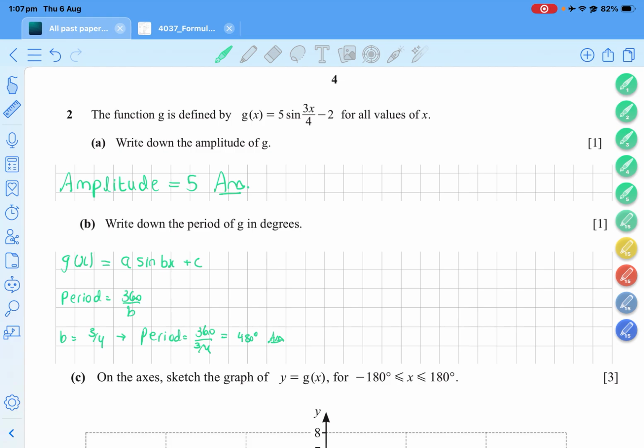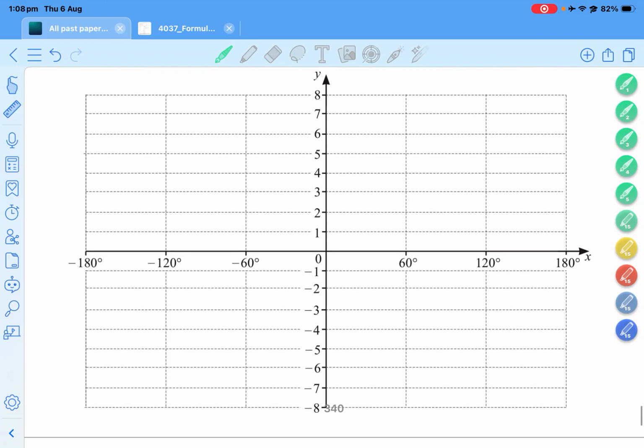So 5 sine (3/4)x minus 2, and the range is -180 to 180, and then the step is every 60 degrees, so 60. So it gives you the values. The values I want you guys to really focus on right now is that at 120 it's at 3, at 0 degrees it's at -2, and at -120 it's at -7.